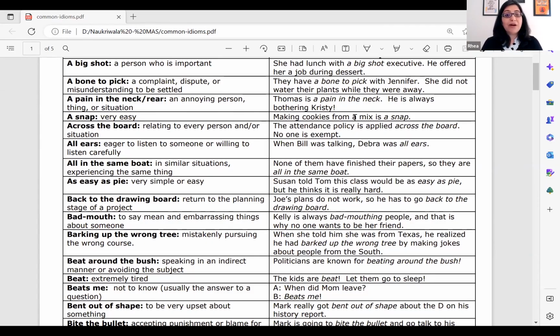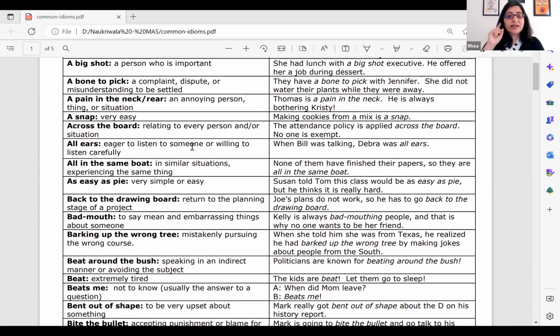Making cookies from a mix. It's like if you have pre-mixed chai, all you need to do is add hot water, and even if a person does not know how to make good tea, with a snap, they are able to make great tea, right? Across the board. Across the board means relating to each and every person or situation. For example, the attendance policy is across the board, meaning it's the same for each and every person. It does not change depending on people. So usually when you have to talk about policies, they are the same for everyone, so you can use across the board.